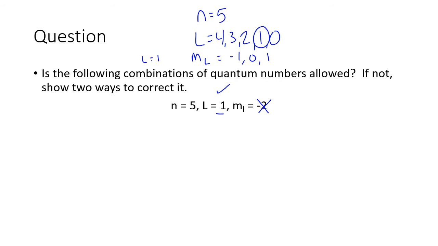One way that we could fix it is we could say that m sub L equals -1 or 0 or a +1. Or, since I didn't put any limitations on what you could do, we could say that L equals 2, and if L equals 2, then m sub L could equal -2.